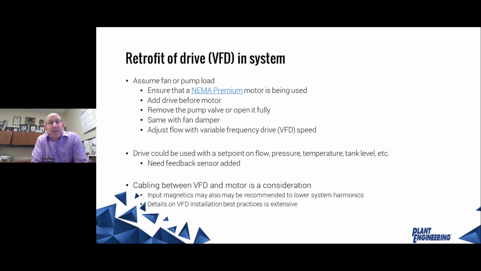Now, that's assuming that you've got a variable flow system. If you have a constant flow or a constant load system, you wouldn't need a feedback device at all, because you're just setting it at a best efficiency point and running.